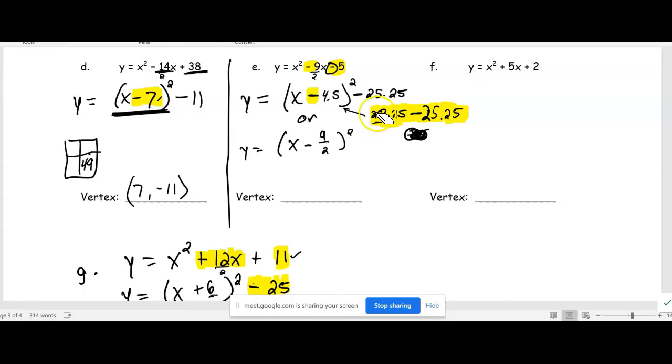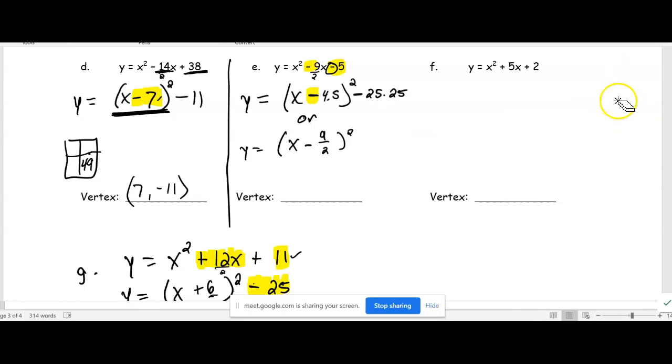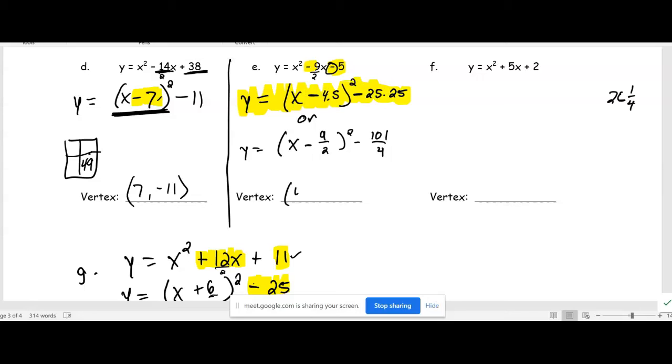Fraction's probably a little bit harder. Let's see this. I actually have to figure that out myself. So 25 fourths. Yeah, you'd be pretty good. You'd have to subtract 101 and 1/4 on the back side. So most of you, I mean, even for this one, I think this is probably easier. We want to deal with this as a decimal. And then we can write our vertex as 4.5, negative 25.25.